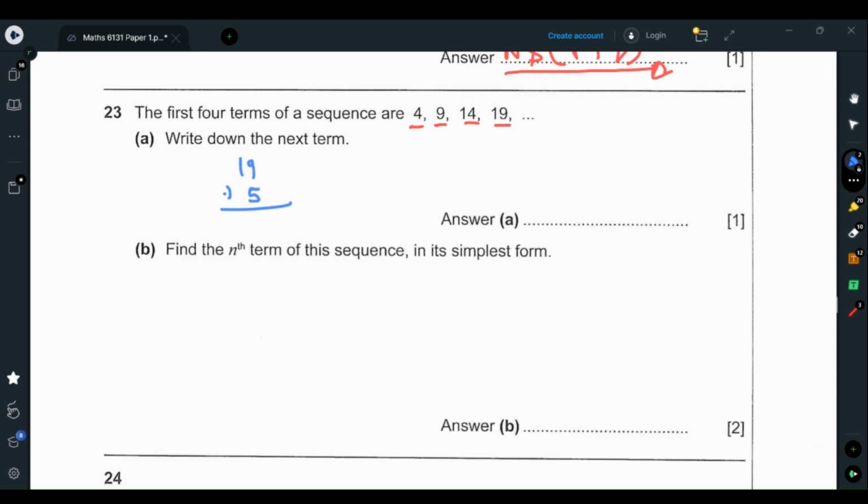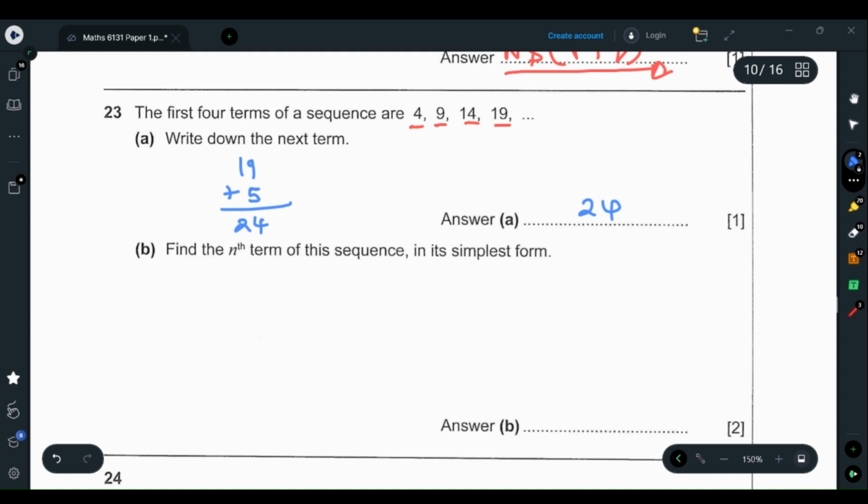19 plus 5, this is 24. So the common difference is 5. That's cool.